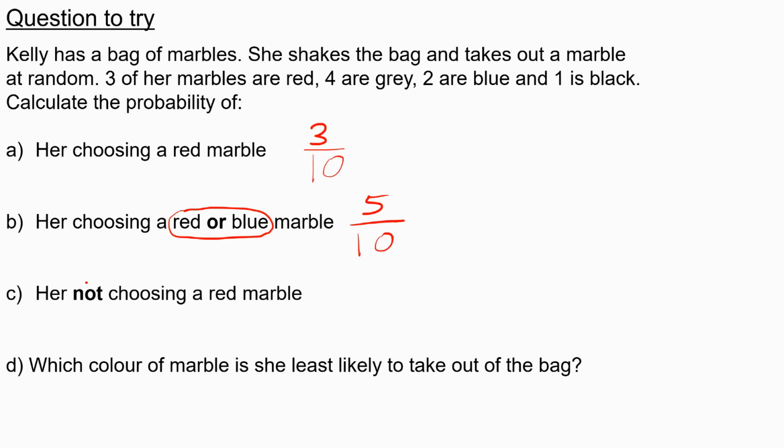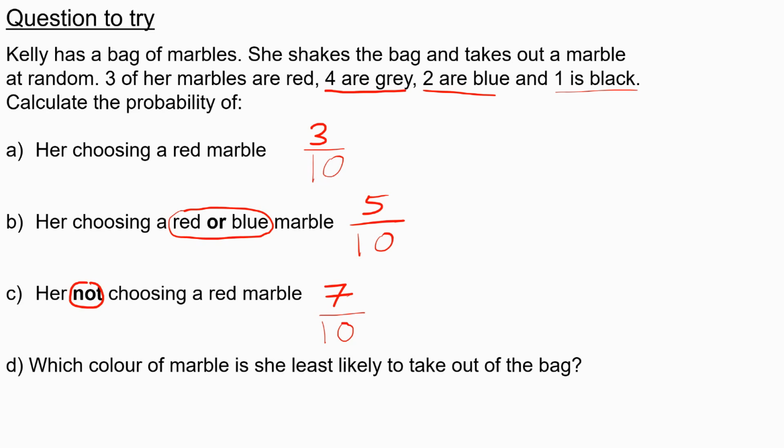The chance that she does not choose a red marble, I can work this out by adding up all of the marbles that are not red. So that's the greys, the blues, and the black. So that's 4 plus 2 plus 1, which is 7. So there's 7 possible ways of me not choosing a red out of 10 possibilities. So we say 7 out of 10, or 7 over 10.